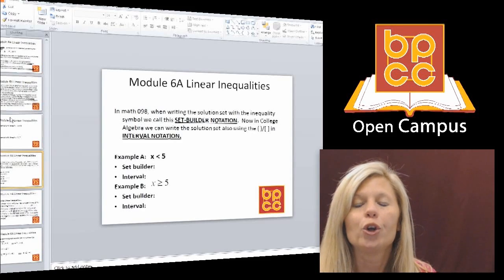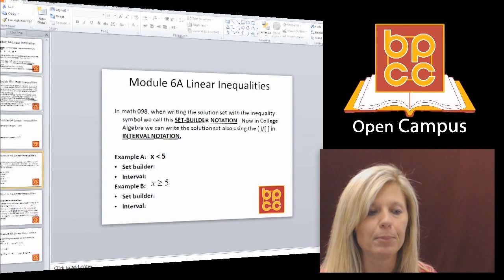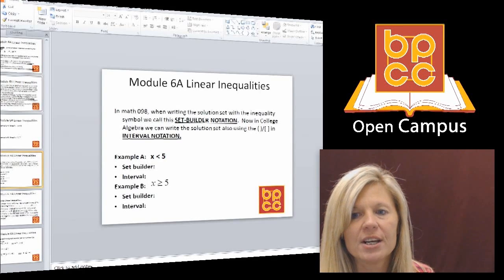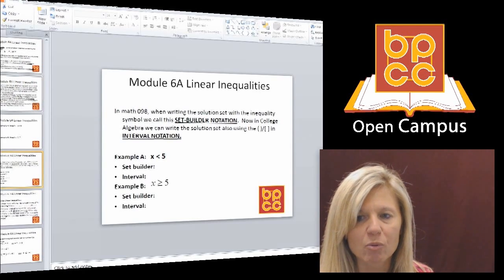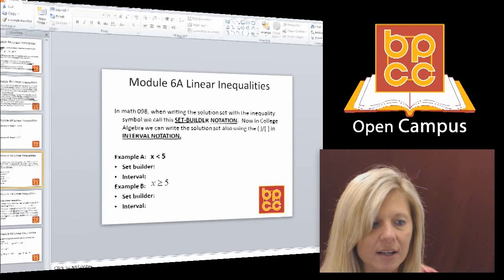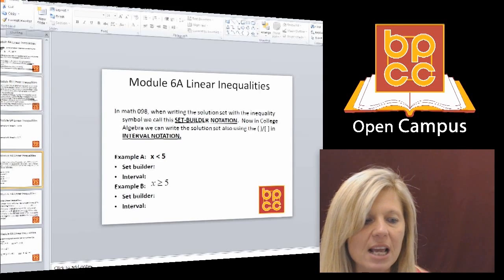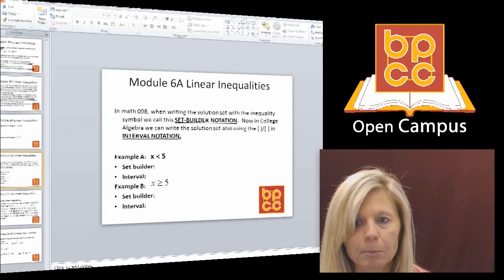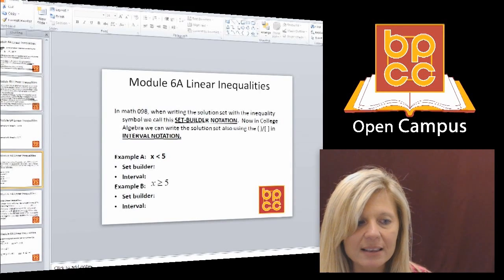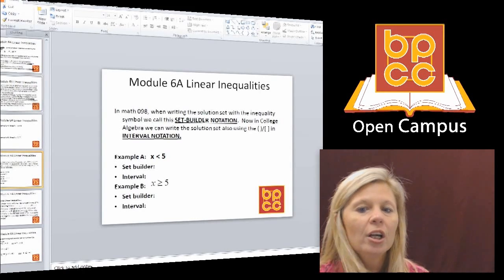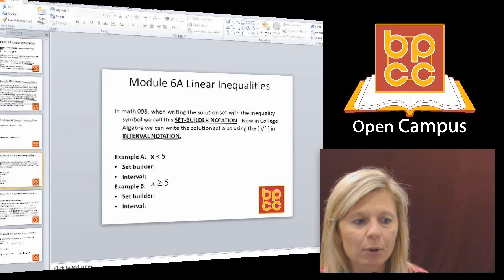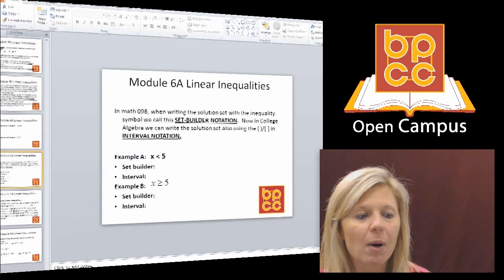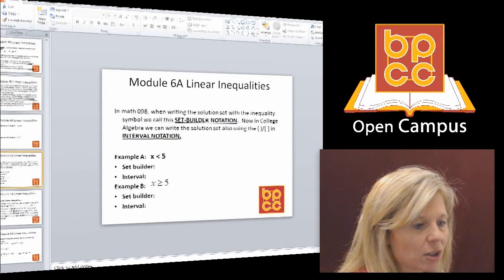So, you're used to writing an answer in set builder notation. Back in Algebra 1, we used set builder notation. Set builder notation is when you actually write the statement with the inequality symbol. So every time you write an answer in set builder notation, you will see the less than or greater than symbol. If you're asked to write the answer in interval notation, you will not use the inequality symbol. You will use parentheses and brackets. And I'm going to explain to you how to do this. So let's go back to the whiteboard.